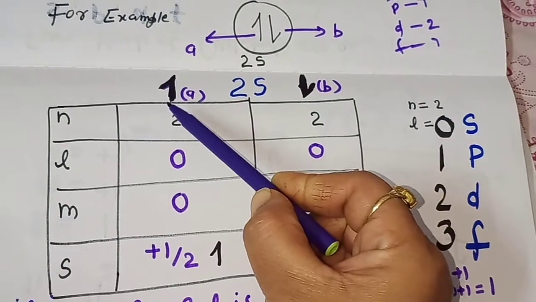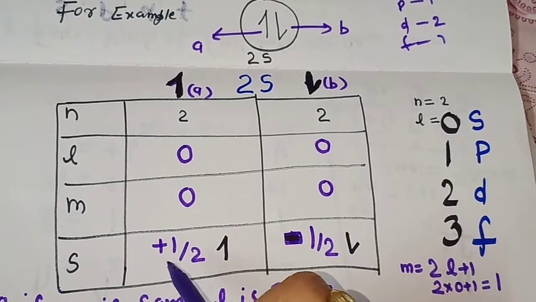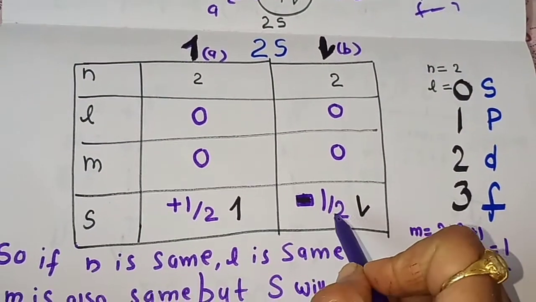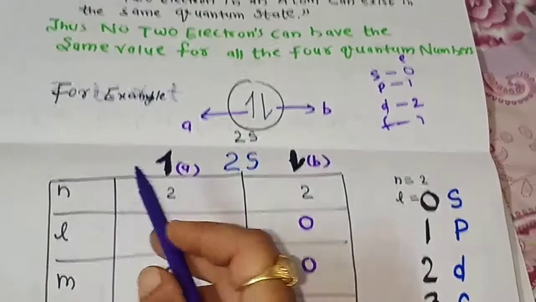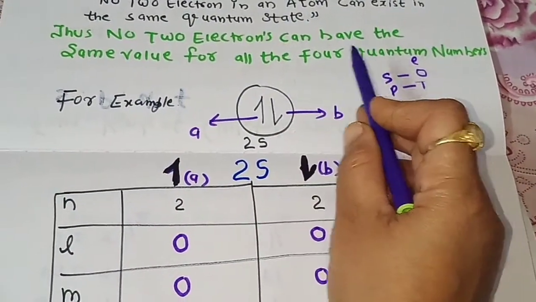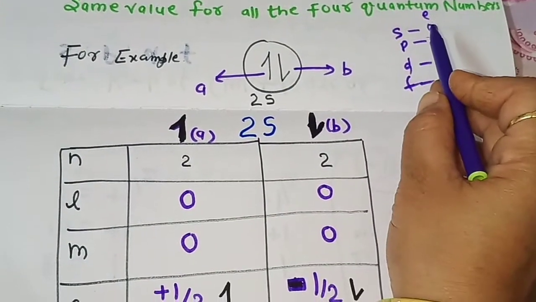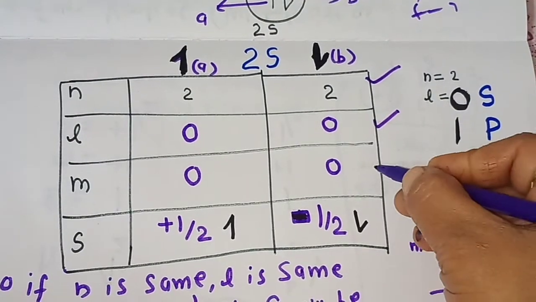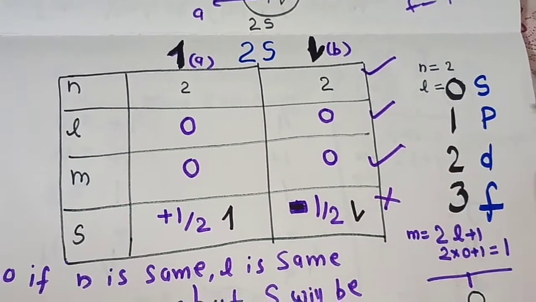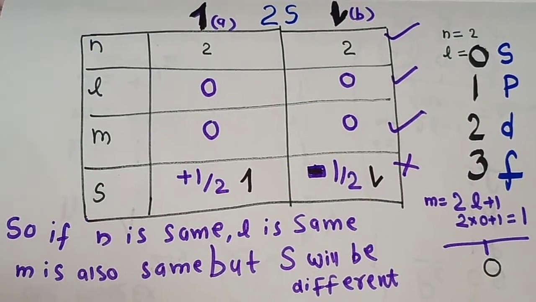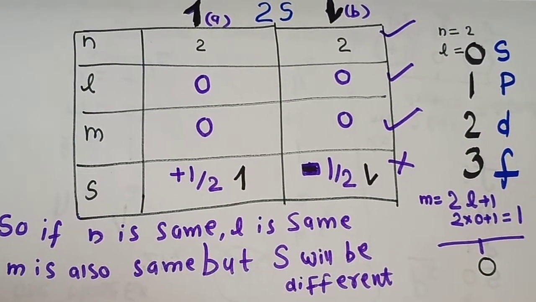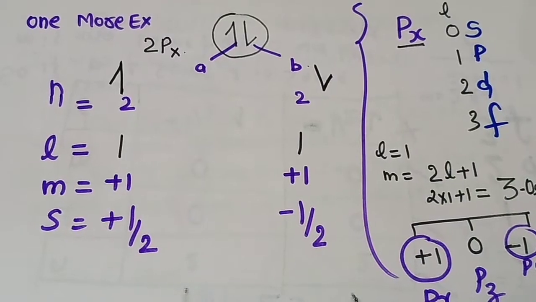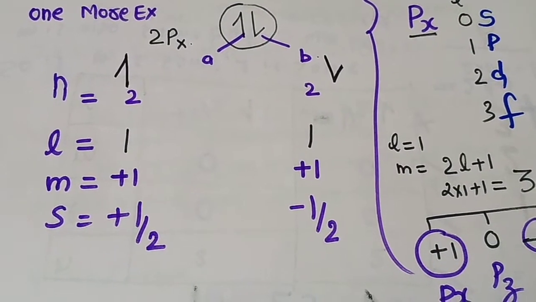You can see which spin this is: clockwise. So s is equal to plus half for electron A, and for electron B, s is equal to minus half. So students, what Pauli's principle is saying is that no two electrons can have the same values for all the 4 quantum numbers. Here n is the same for both, L is the same, m is also the same, but s is different. So Pauli's exclusion principle says that even if n, L and m are the same, s will always be different.